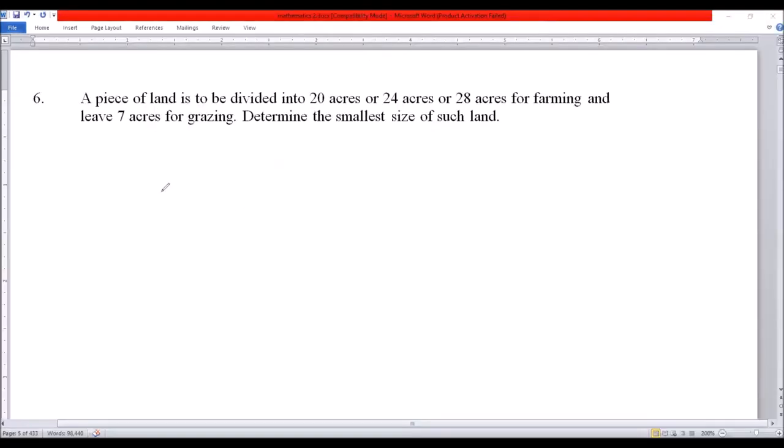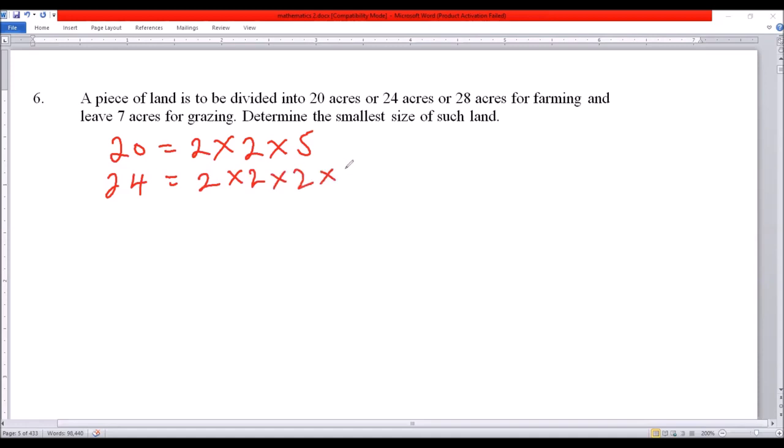Our sixth question, we are told a piece of land is to be divided into 20 acres, 24 acres, and 28 acres for farming, and leave 7 acres for grazing. Determine the smallest size of such land. So here we need to get the LCM. So 20 is equal to 2 multiplied by 2 multiplied by 5. Those are the factors of 20. For 24, we get 2, 12, 2, 6, 2, 3, so we have times 3.